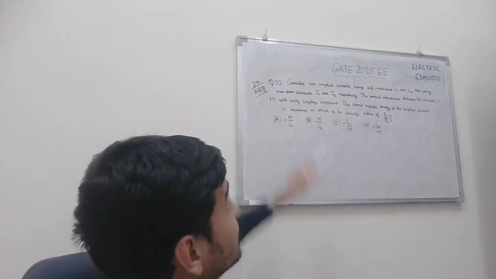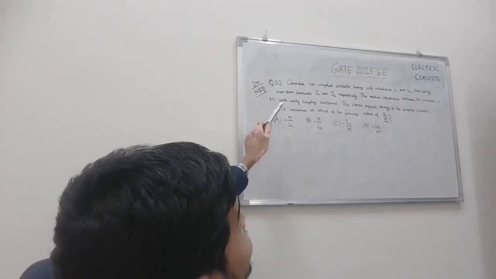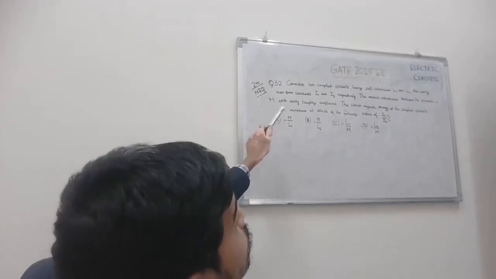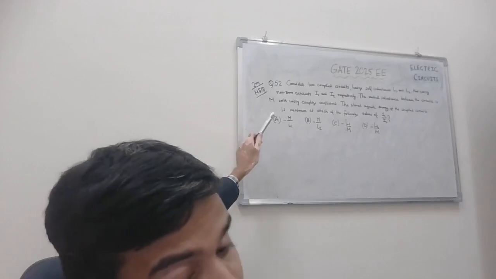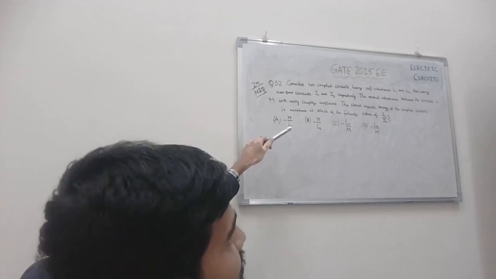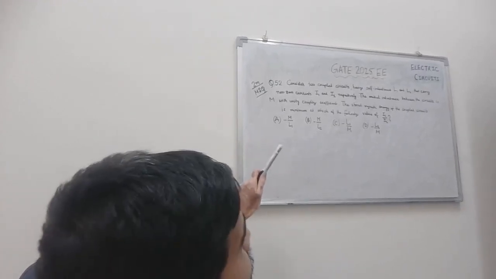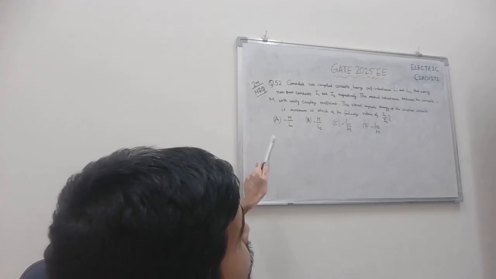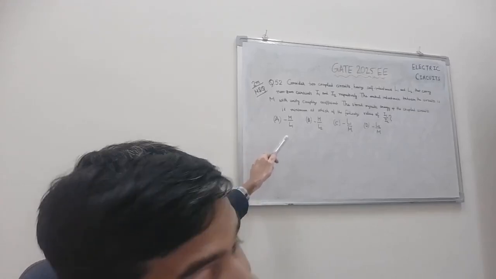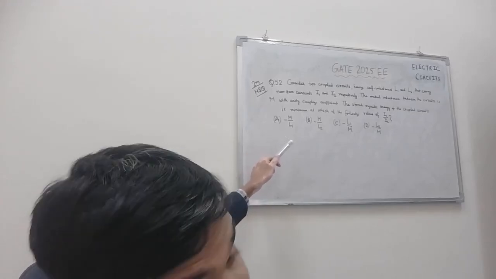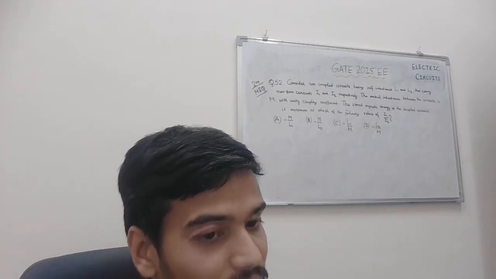The question is: consider two coupled circuits having self inductances L1 and L2 that carry non-zero currents I1 and I2 respectively. The mutual inductance between the circuits is M with unity coupling coefficient. The stored magnetic energy of the coupled circuits is minimum at which of the following values of I1 by I2. The options are A, minus M by L1; B, minus M by L2; C, minus L1 by M; D, minus L2 by M. So let's move on to the solution for this question.